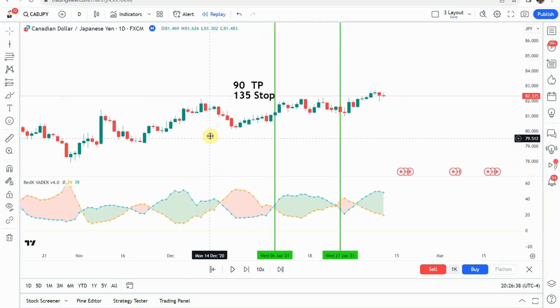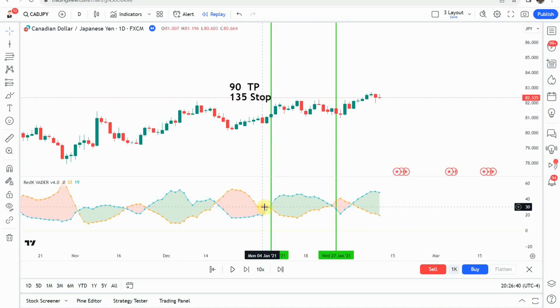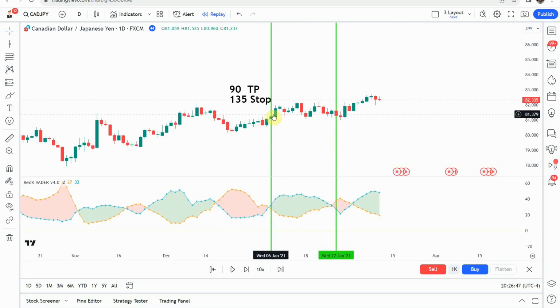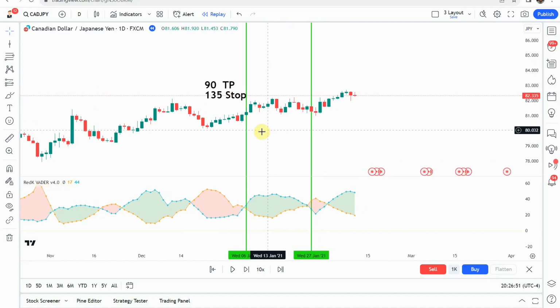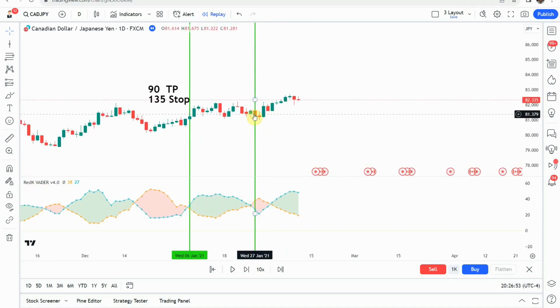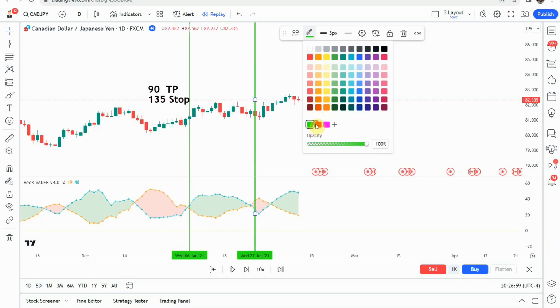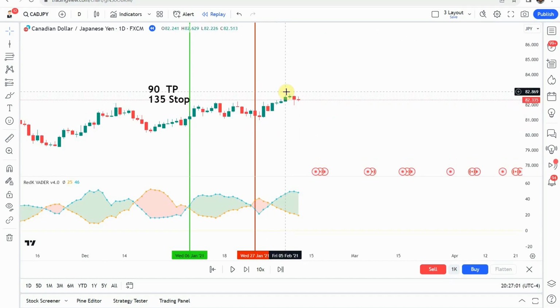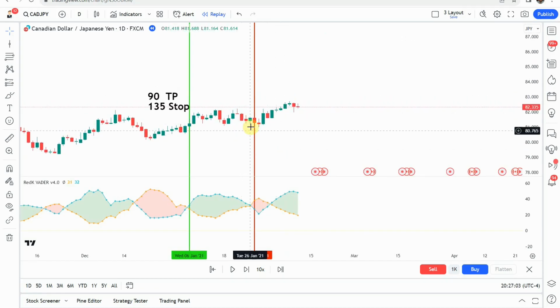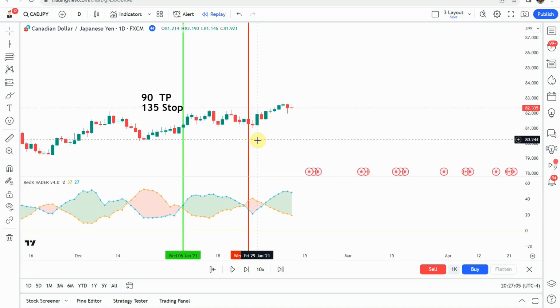Alright, so the first signal that we picked up was a long signal. We get that cross here of the blue line above the orange with that green background, and you can see that we get a decent little push to the upside, which was enough to get us to our take profit. We then pick up a short over here, and you can see we get a little bit of a push to the downside, but pretty much immediately reject that area and bounce straight up, and it does stop us out on this short.